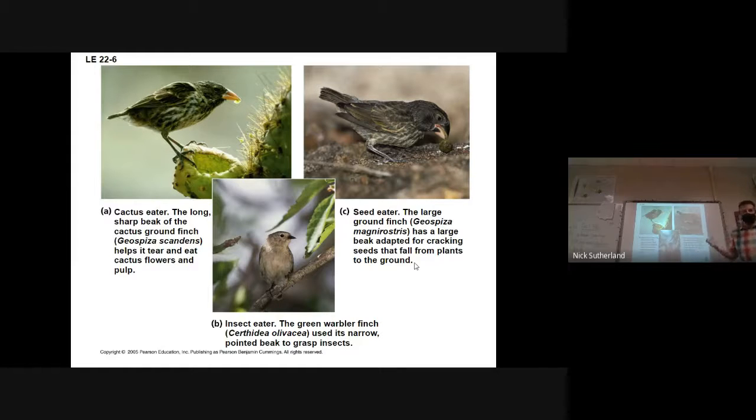And so those seed coats are really, really hard. They've got to crack them open using that thick, strong beak, and then get to the stuff that's actually good on the inside. Peanuts are the same way.